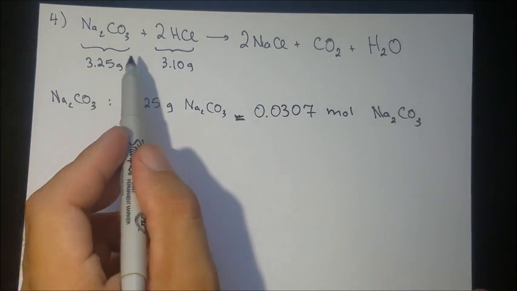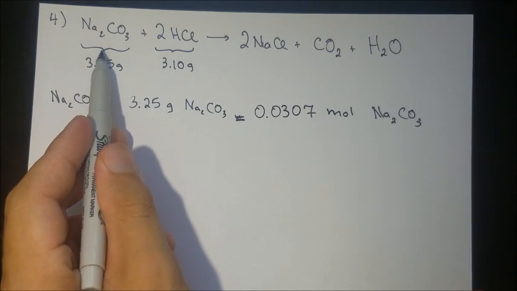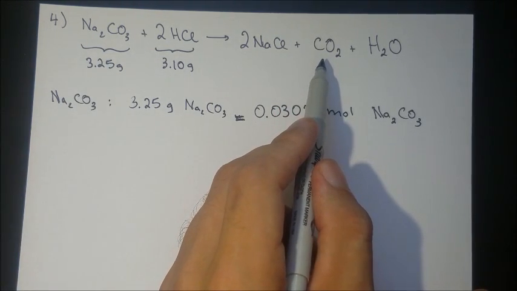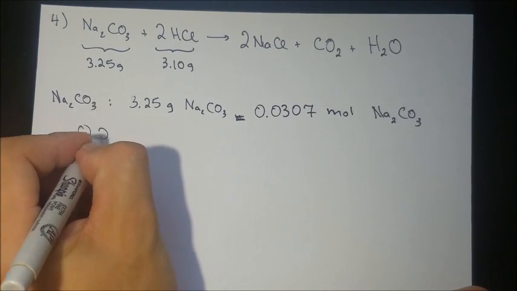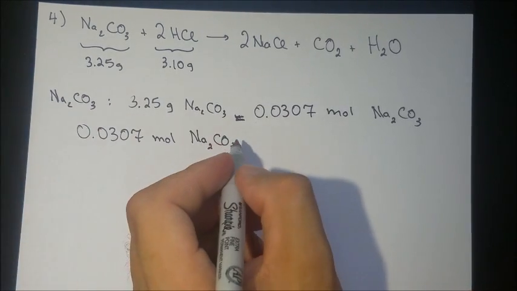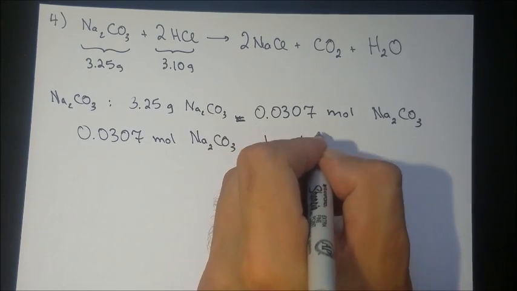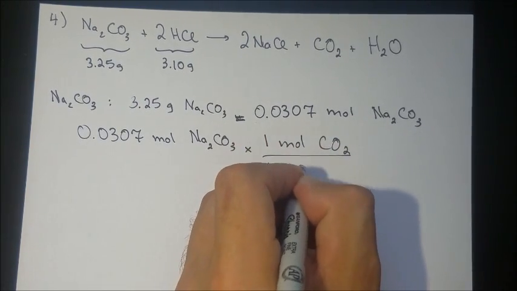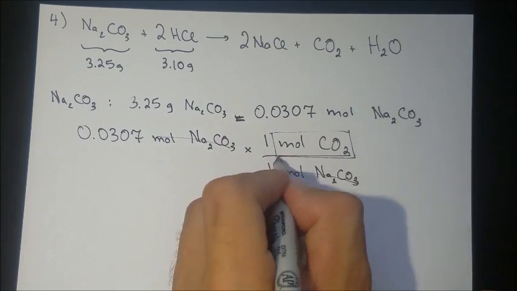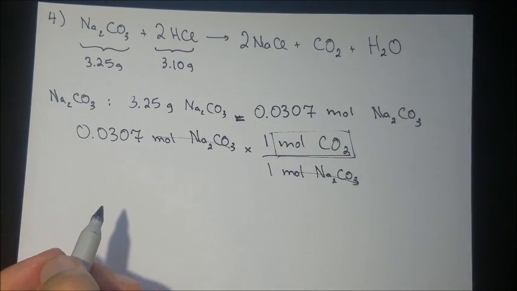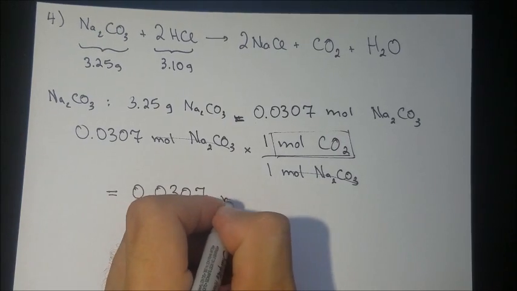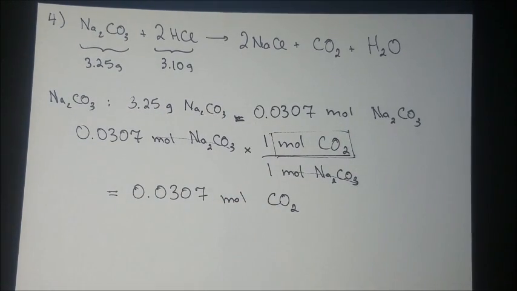And going back to the balanced chemical equation, we see that for every 1 mole of sodium carbonate that we consume, we produce 1 mole of CO2. So I'm going to take this 0.0307 moles of sodium carbonate, and I'm going to say for every 1 mole of CO2, there's 1 mole of sodium carbonate. So now my moles of sodium carbonate cancel, and I am in units of moles of CO2. Well, that's my kind of mental math. That just gives me 0.0307 moles of CO2. Quite easy.